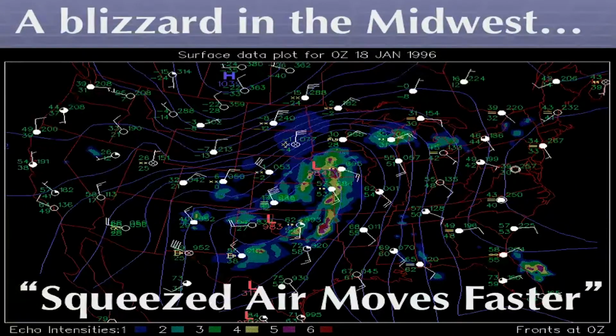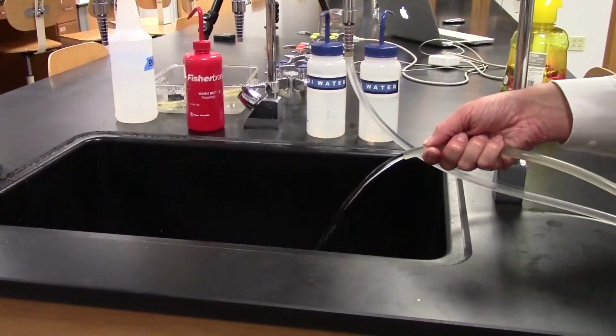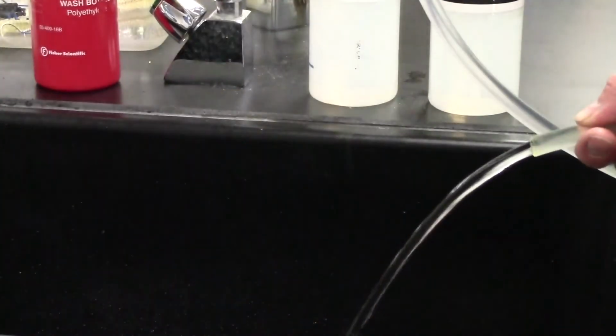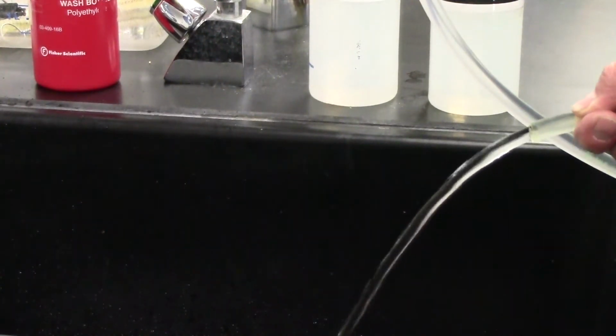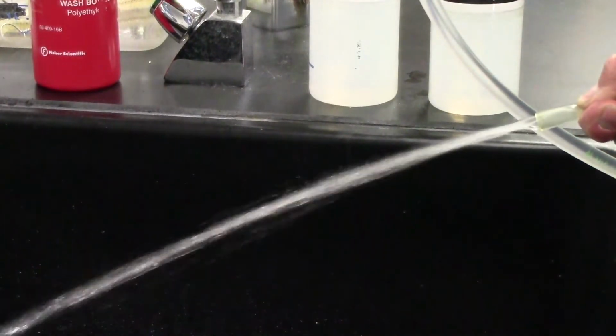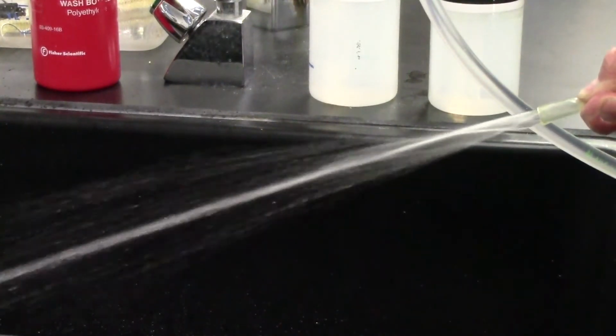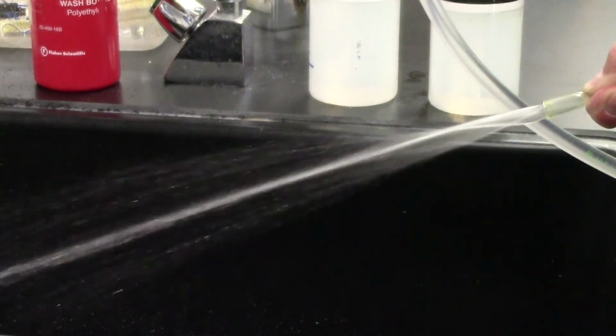Squeezed air tends to move faster. It's kind of like this hose. If you just stand here and hold the hose, it comes out at a constant speed. But if you would squeeze it, it's going to come out much, much faster. Squeezing the air is going to make it move faster as well.